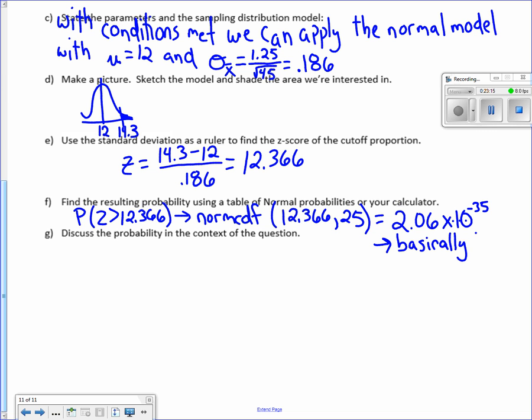In fact, back here, if you identify 12 as being a very extreme z-score, which it is, you could just stop right there and say that this is basically 0. It's understanding that that many standard deviations away is extreme and very unlikely to happen.